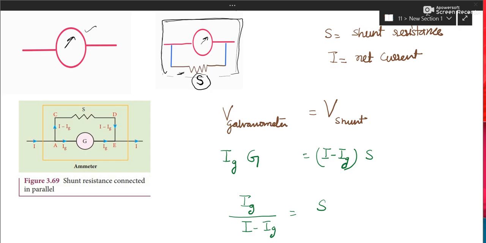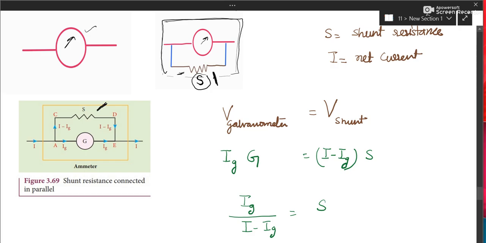So in my diagram I've drawn it lower and here it is above. So it's okay. Parallel is parallel. Now this is a galvanometer, because we have connected a shunt across it. So now this arrangement, this yellow box, is now an ammeter.